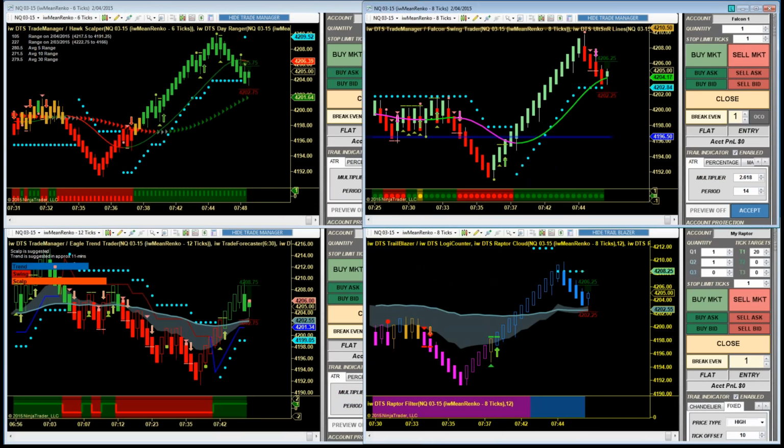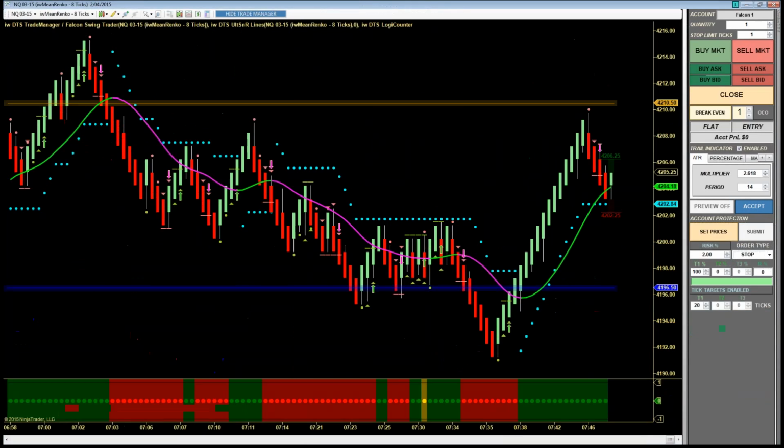There we go. Okay, so I hit the break-even button. My stops automatically roll to break-even +1. And now, I can take the freedom to look elsewhere.